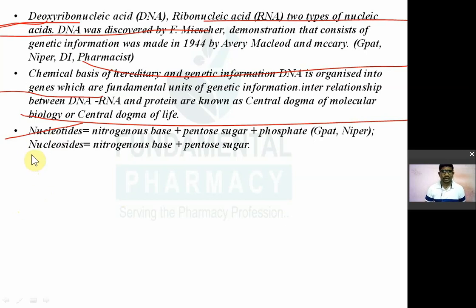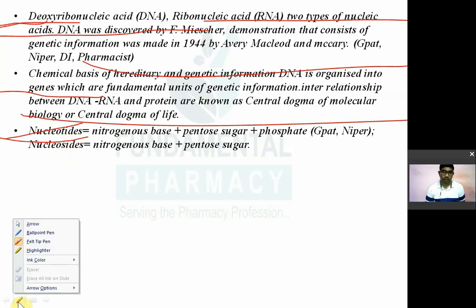Nucleotides are also of different types, for example deoxynucleotides and ribonucleotides. So DNA is a polymer of deoxynucleotides, and RNA is a polymer of ribonucleotides. So what is a nucleotide? A nucleotide consists of three parts. A question has already come on nucleotides here, the T in nucleotides.